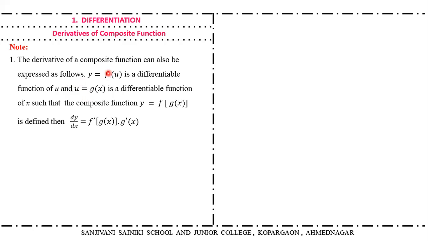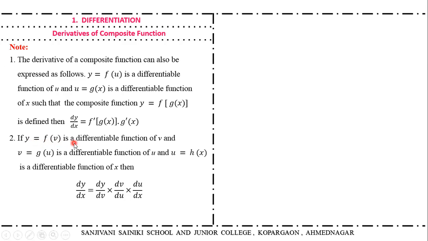The derivative of the composite function can also be expressed as follows. If y is equal to f of u is a differentiable function of u, and u is equal to g of x is a differentiable function of x, such that the composite function y is equal to f of g of x, then dy by dx is equal to f dash of g of x into g dash of x.